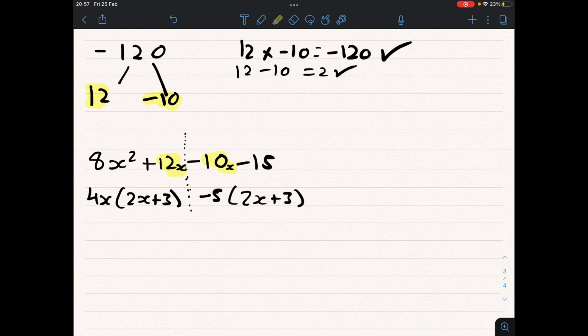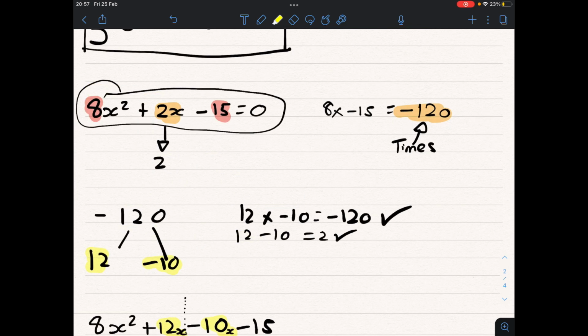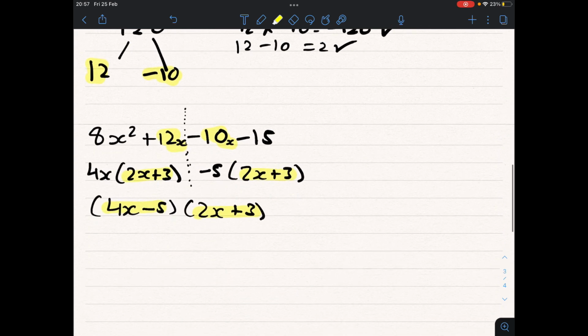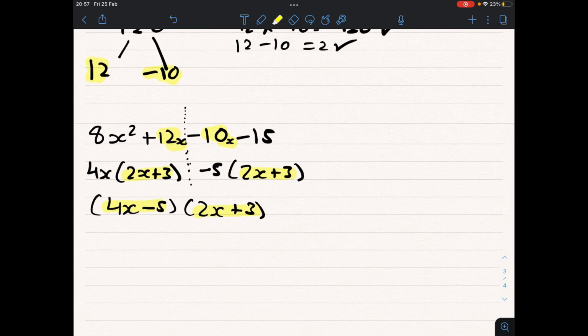And you know you're correct if the inside of both these brackets are exactly the same. So the final answer will be brackets 4x minus 5 and 2x plus 3. So 8x squared plus 2x minus 15 factorized gives you 4x minus 5, 2x plus 3.